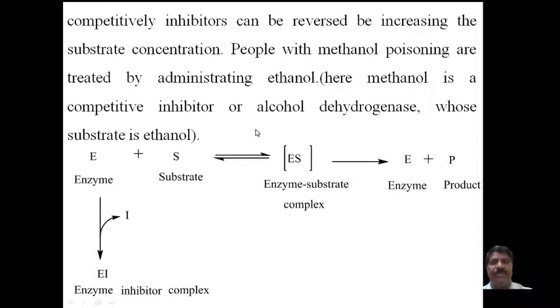Ethanol will be a substrate, and alcohol dehydrogenase is an enzyme. The competition between ethanol and methanol blocks the rate of the reaction, and therefore it becomes poisonous. This is what happens with competitive inhibitors. Usually, there is the enzyme E and the substrate. When enzyme plus substrate are present in the absence of the inhibitor, they form ES, the activated complex, the enzyme substrate complex, which breaks down to form enzyme and product.